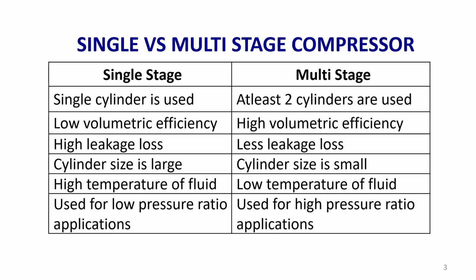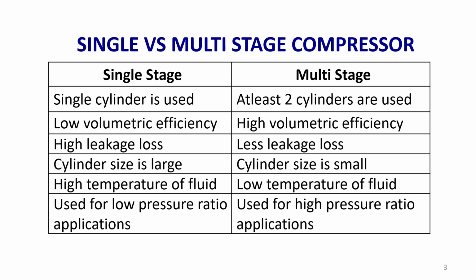The single stage has the drawback of low volumetric efficiency, that is the ratio of the actual volume of air admitted to the theoretical volume of air. This volumetric efficiency is comparatively high for multi-stage compression compared with a single stage compressor. Losses are more in the single stage compressor, and they are minimized in multi-stage compression. Cylinder size is large because we are using only one cylinder, and in this case it is comparatively small. In a two-stage compression, smaller cylinders are used, 2 cylinders.